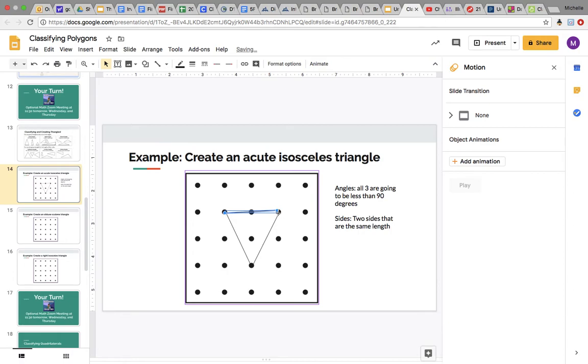Now let's check it out. Okay, so I have three acute angles, right? This is smaller than 90, this is smaller than 90, and this is smaller than 90. Do I have two sides that are the same length? Absolutely. This side and this side are both the same. So that is an example of an acute isosceles triangle. Now, we might not get it on the first try, and that's okay. You might need to play around with your lines a little bit. All right, let's move on to the next example.